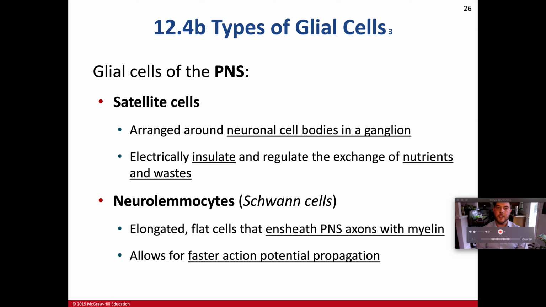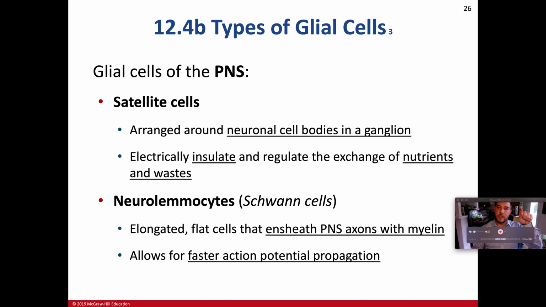The neurolemmocytes, you probably have heard more commonly the Schwann cells, but remember, who knows who Schwann was, so we're calling them neurolemmocytes. These are elongated flat cells that ensheath the peripheral nervous system axons with myelin. The myelin sheaths around the axon allow for faster action potential propagation. So that's what the myelin is there for. We'll talk about it in just another slide or two. It has a high lipid content, so that way the axons can be insulated and will allow the signal to jump, what we call saltatory conduction, down the nerve.